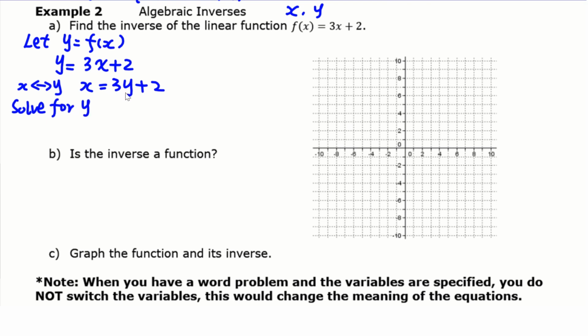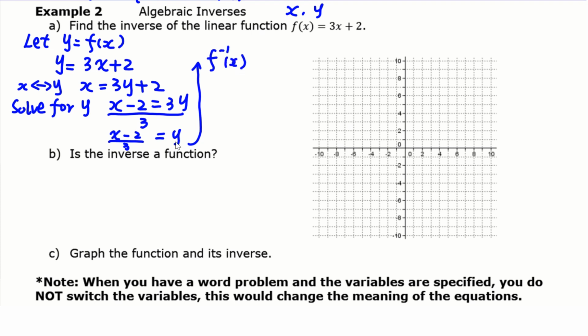So this is the inverse output. We move the 2 to the other side by doing the opposite operation. Then we move the 3 to the other side by doing the opposite operation. 3 times y, so it will be divide. So we have y equals x minus 2 over 3. And because the given function is in function notation, we are going to replace y with the inverse function of f of x, and write it in function notation form.